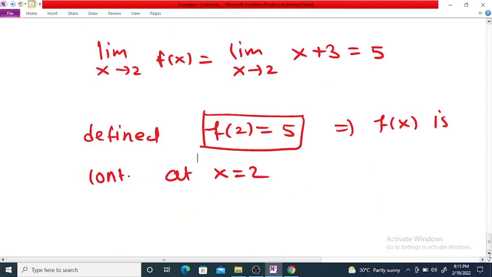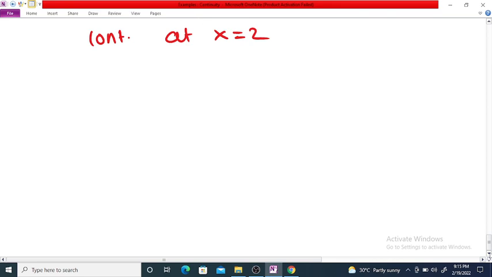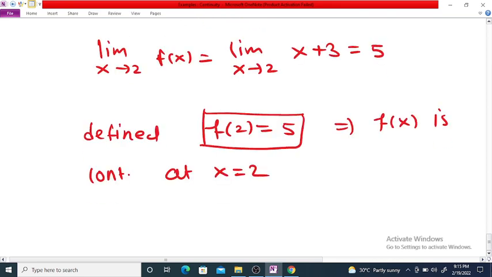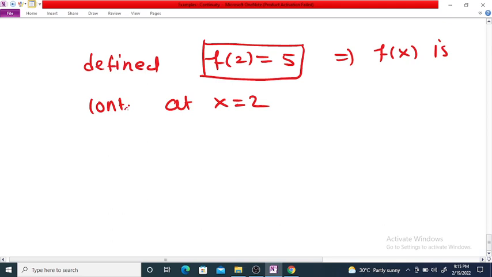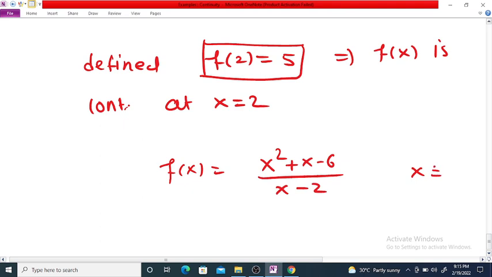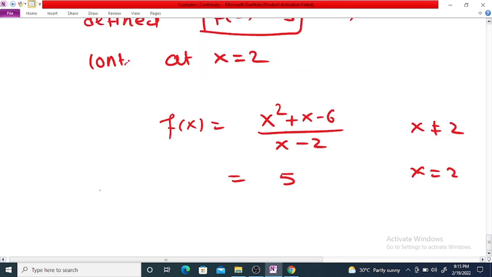That is, here we can define f(x) as f(x) equal to (x square plus x minus 6) divided by (x minus 2) if x is not equal to 2, and equal to 5 if x is equal to 2. Then f is continuous at x equal to 2. Then f(x) is continuous at x equal to 2.